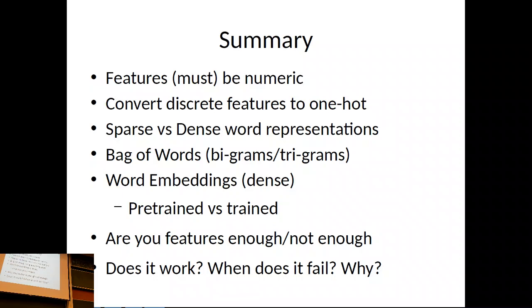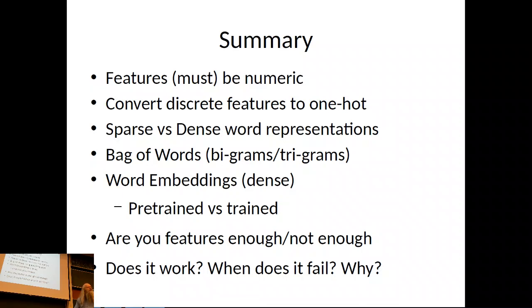Word embeddings, which are a dense representation, can be pre-trained or trained. You should look at them and be aware of what they are. Even if you're not using neural nets, you can still use word embeddings. People forget that. They think, oh, I have to use neural nets if I'm using word embeddings. No, you don't. You can just use the features and stuff them into linear regression, etc. It still works and they're still good.